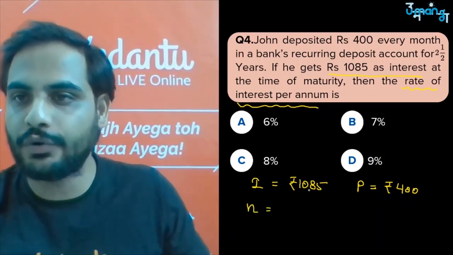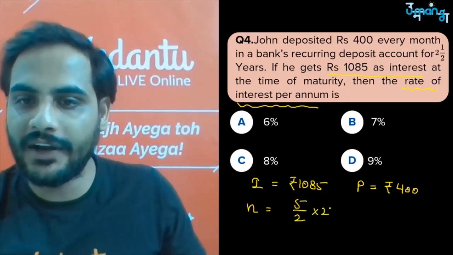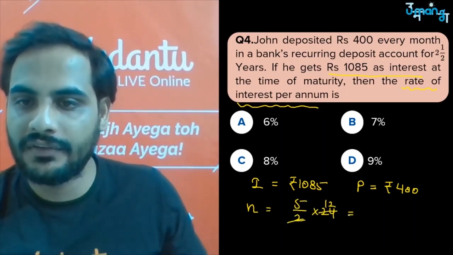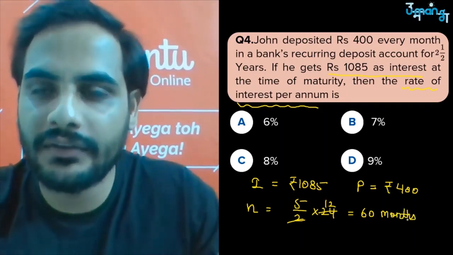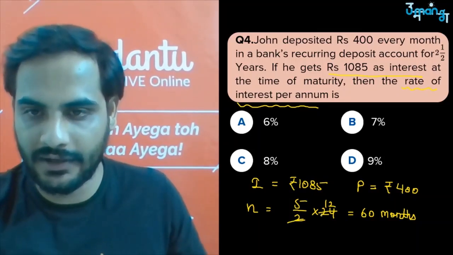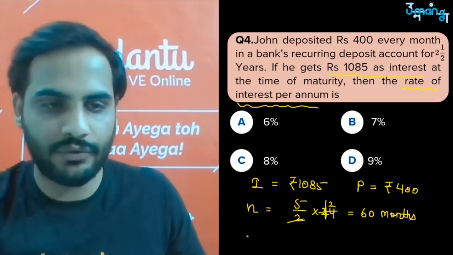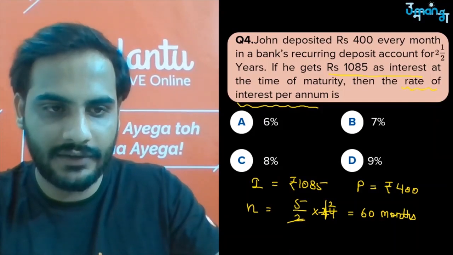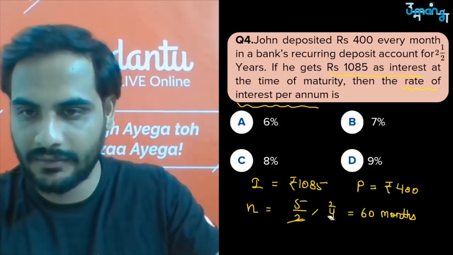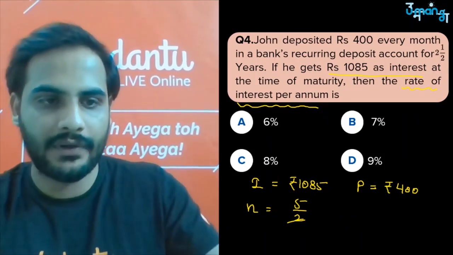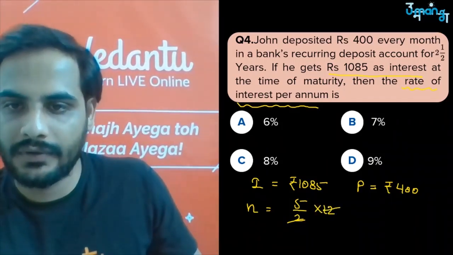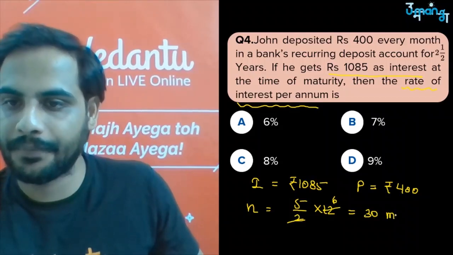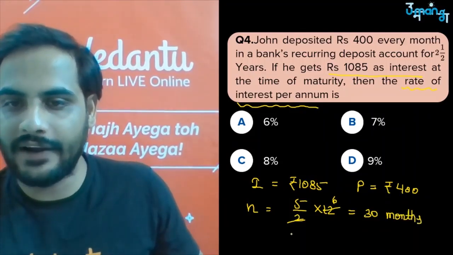So n will be equal to 2.5 is 5 by 2 into 24, which means 60 months. Sorry, I have made a mistake here. Into 12 we have to do. So 5 by 2 into 12. So 5 sixes are 30 months. Correct? And we have to find out what is R percentage.